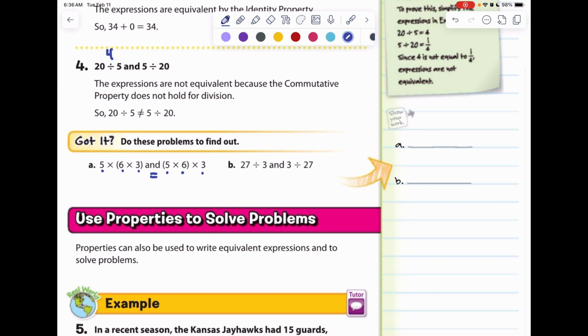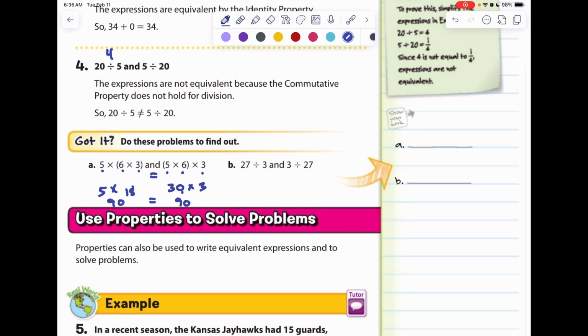Could we solve them to prove we're right? Of course we could. 6 times 3 is 18. Multiply that by 5. 5 times 8 is 40. 5 times 1 is 5, plus the 4 is 9. So that side is 90. 6 times 5 is 30. Then times the 3. 3 times 3 is 9. 1, 0. There you go.